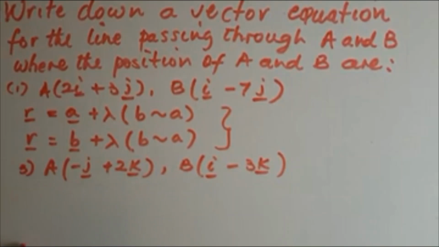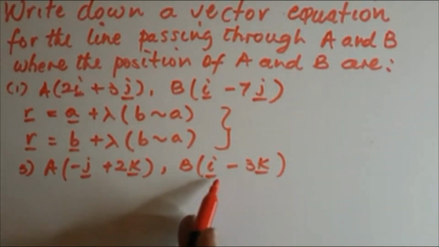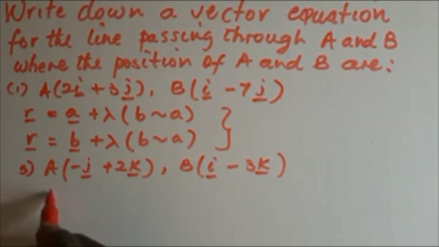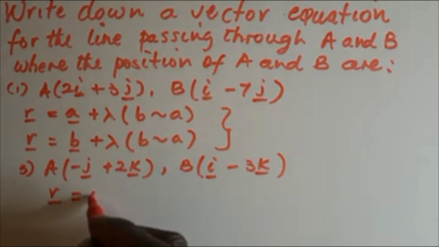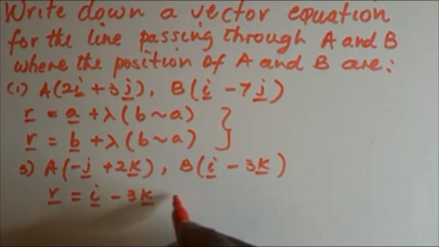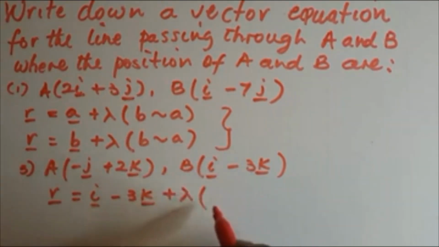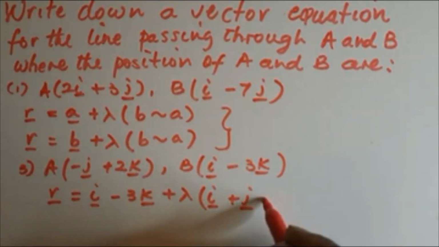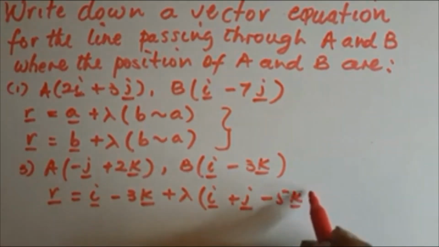Right, so this one is slightly different. This has j and k, and this one just says i and k. We still apply the same rules, but really take care on how you determine the vector equation of this. We have i - 3k added to λ(i + j - 5k).